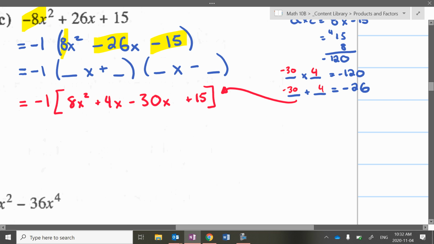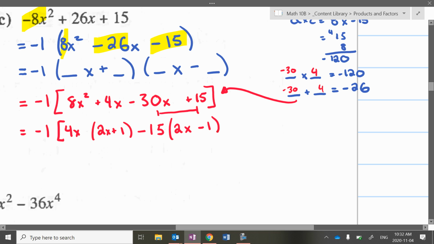So then from here, it's that factoring by grouping. If you don't like decomp, you don't have to follow this piece along. First piece, I'm going to factor out 4x. So then I'm left with 2x plus 1. My second piece, I'm going to factor out a minus 15. And then I'm left with 2x plus 1.